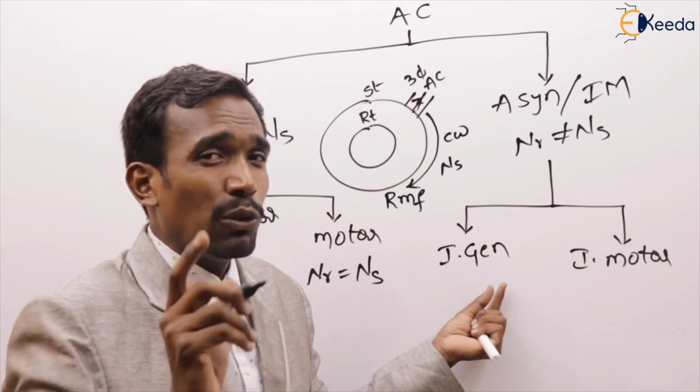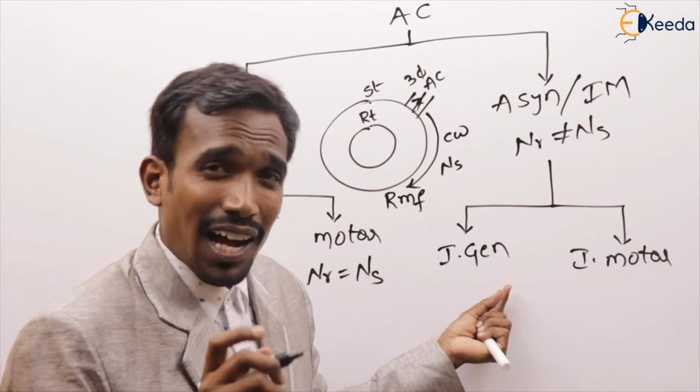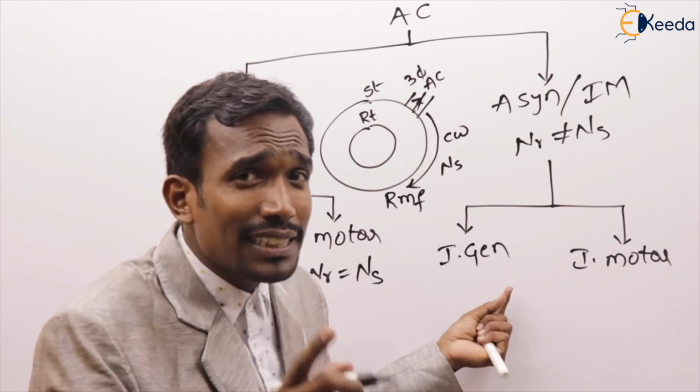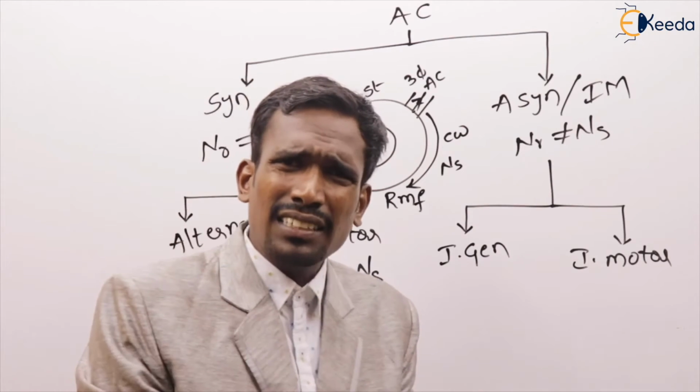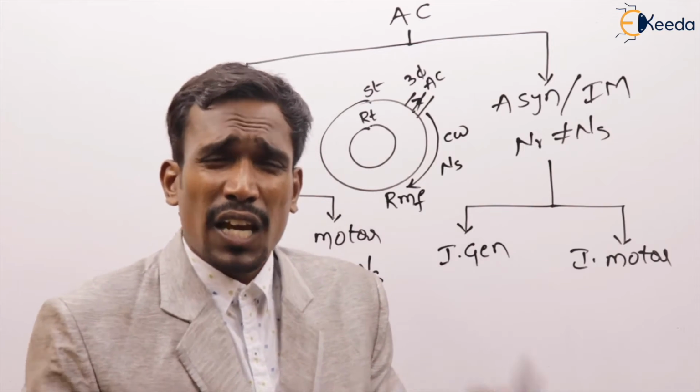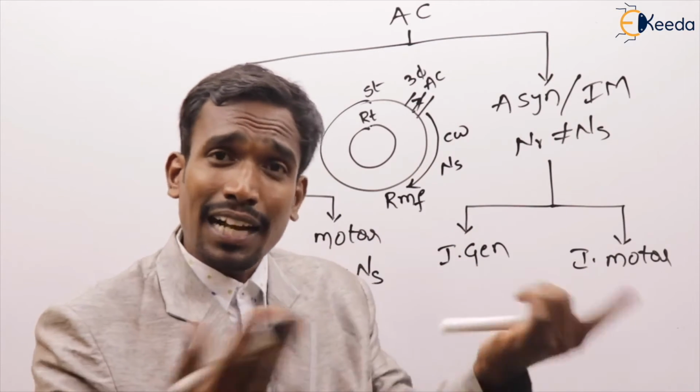I know that. But what is the NR? Not equals to NS, of course. Is it greater than NS or less than NS? If it is less than NS, nothing but not equals to NS. If it is greater than NS, nothing but not equals to NS.